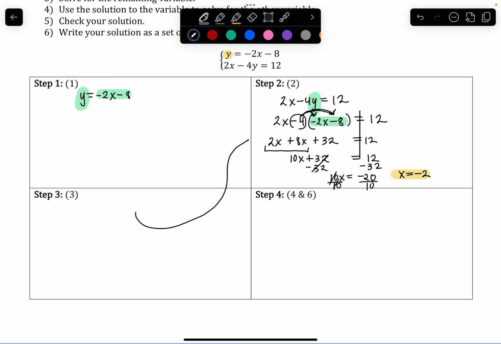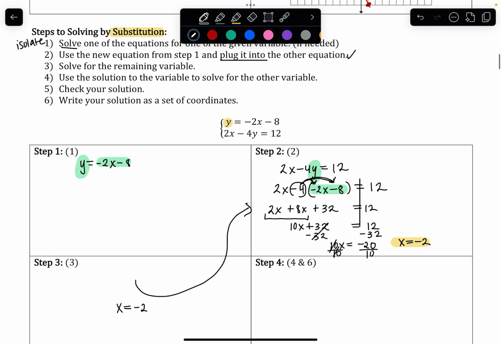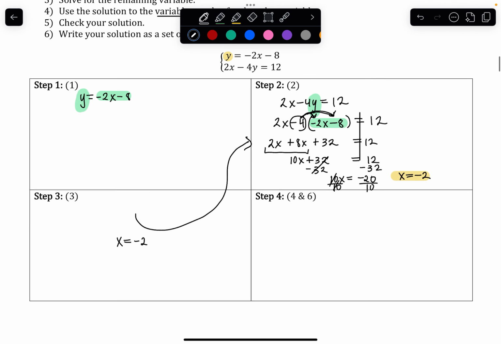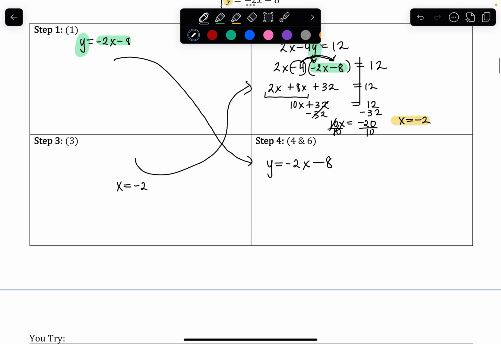I'll just point to it. That's where we solved, okay? And so we have x equals negative 2. And so we're going to use the solution, x equals negative 2, to solve for the other variable. Okay, so we have our equation here, y equals negative 2x minus 8, and we know x is negative 2 now.